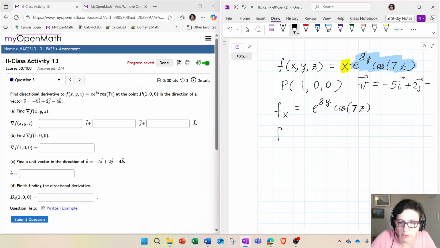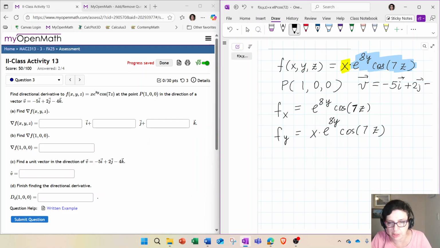Same idea is going to be with fy. The terms that don't have y will stay as they are because they are constants, like a constant multiple. So this is going to be x, and cosine 7z is going to stay unchanged. The derivative of e to the power y is e to the power of the same thing, so you're using the chain rule: e to the something is e to the something, but then you have to multiply by the derivative of the something, and the derivative of 8y is 8. So we're going to put that over here.